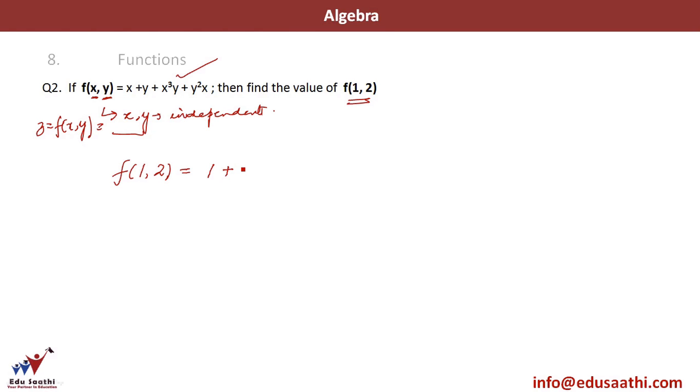This will be 1 plus 2 plus 1 cube into 2 plus 2 square into 1 that I will have. So I just keep on adding up the numbers and the answer that I will get would be 9. So the value of f(1,2), that means the output when the input variables are 1 and 2, is given as 9. This is the relationship between the dependent and independent variables. This will be called as a function.